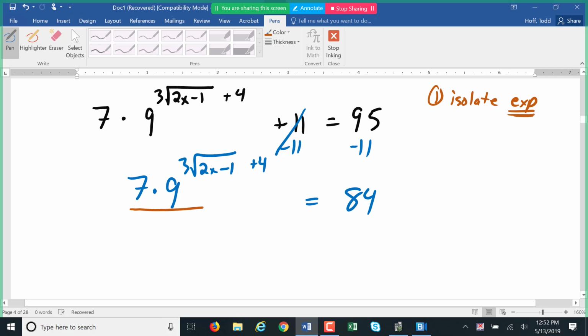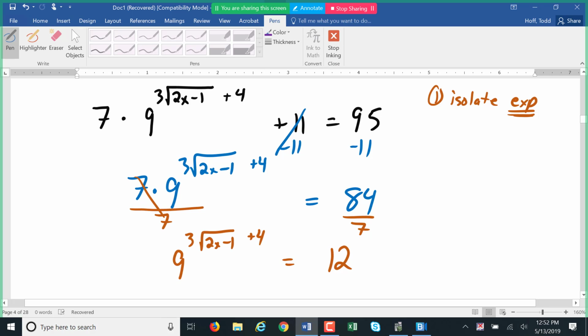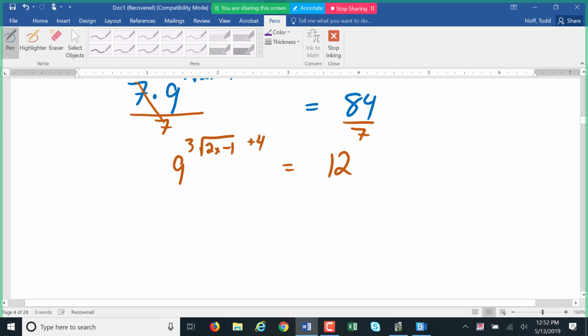Divide by 7. Perfect. So 9 to the power of 3 times the square root of 2x minus 1 plus 4 equals 12. Now the exponential is by itself. We've isolated it. What do we do? Log base 9. You got it.